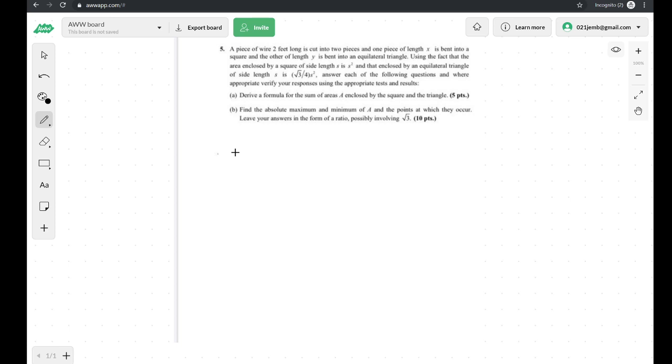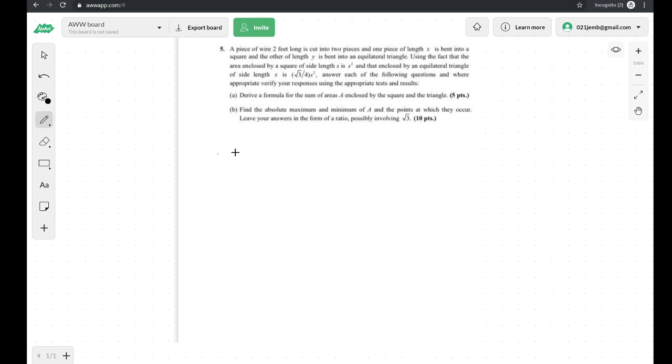All right, so we have a piece of wire 2 feet long that is cut into two pieces, and one piece of length x is bent into a square, and the other of length y is bent into an equilateral triangle. Using the fact that the area enclosed by a square of side length s is s squared, and that enclosed by an equilateral triangle of side length s is radical 3 over 4 s squared, answer each of the following questions, and where appropriate, verify your responses using the appropriate tests and results.